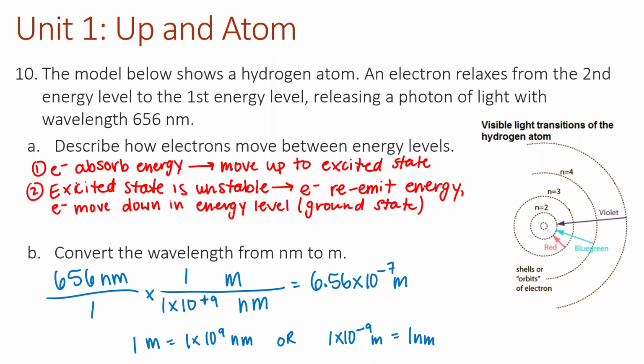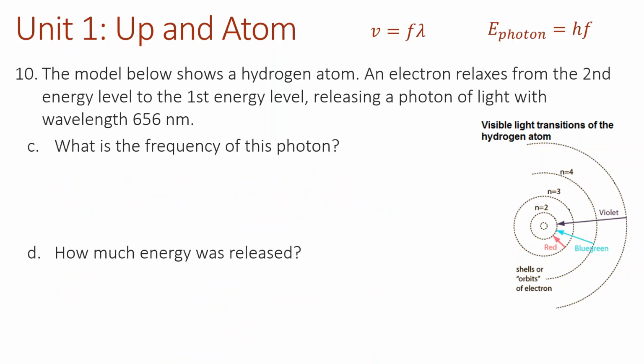So why do we need to do this? In the next couple of questions, we're asked for the frequency and the energy. So we want to make sure that whenever I plug my wavelength into those wave equations, my units are all going to cancel. So I need to make sure my wavelength is in meters instead of nanometers.